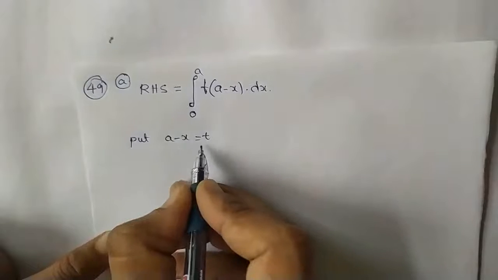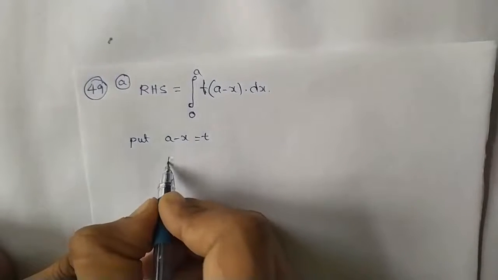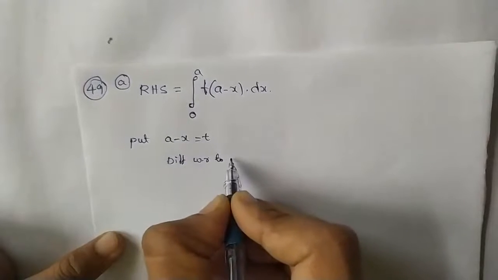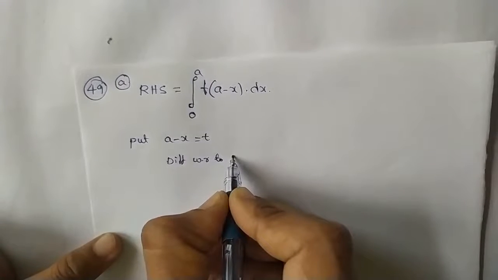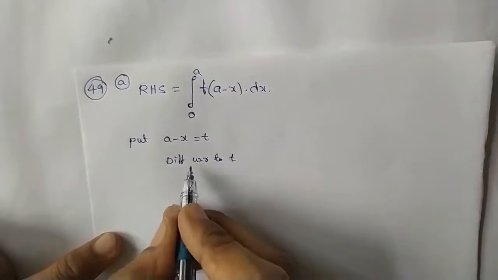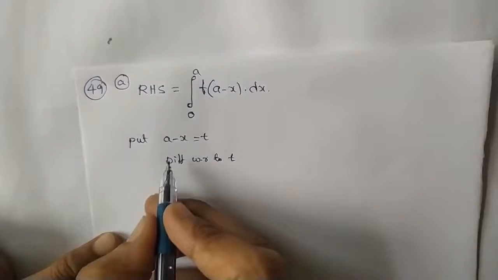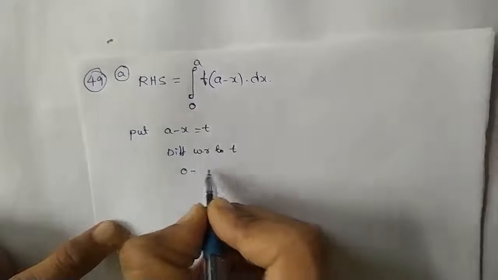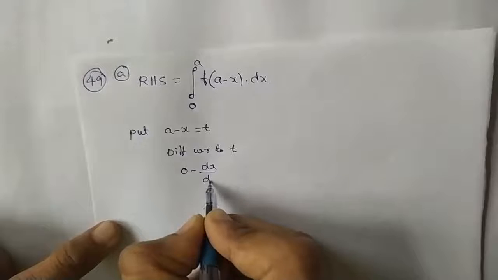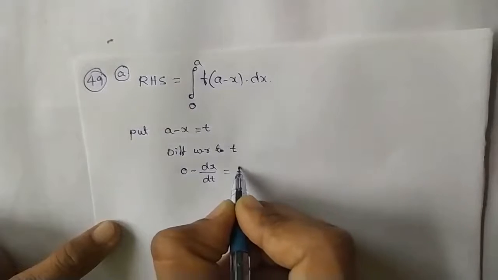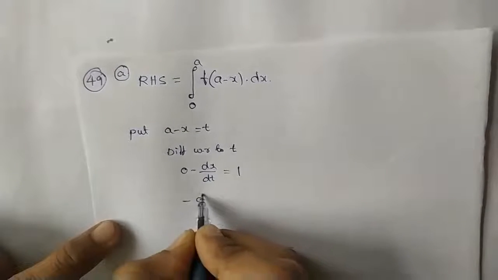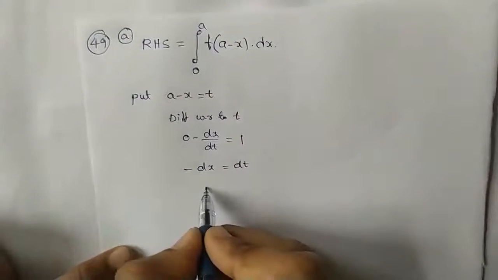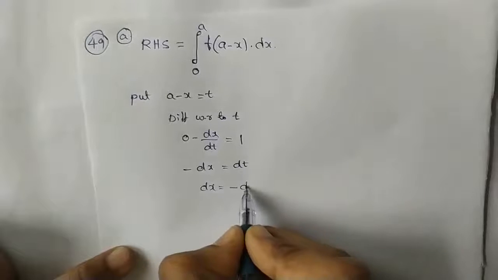If we differentiate with respect to x, then here we differentiate with respect to t: differentiation of a is 0, minus dx by dt equals differentiation of t, which is 1. Finally we get minus dx equals dt. Minus dx equals dt. So dx equals minus dt.